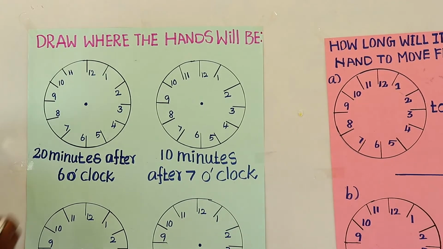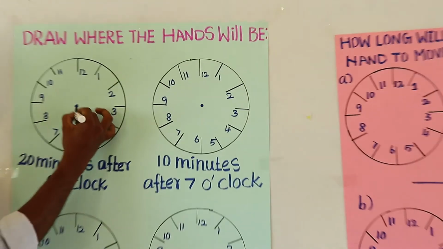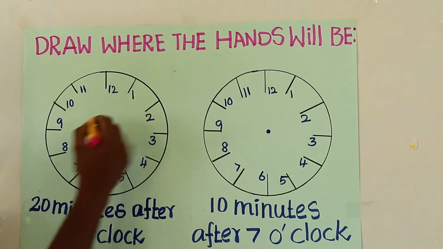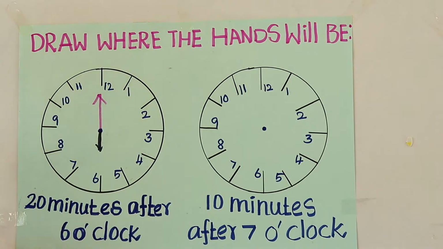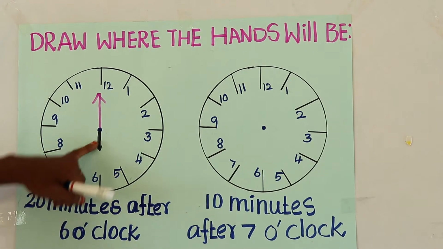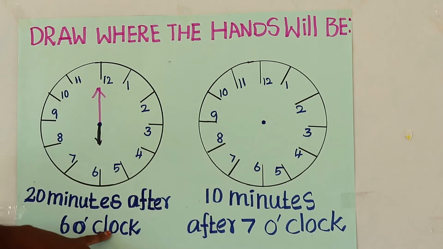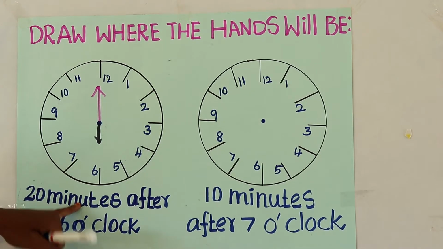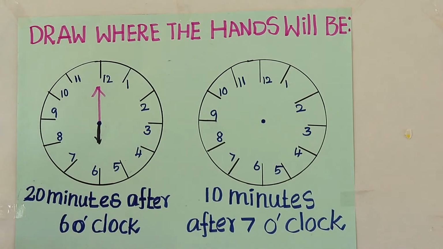First, 6 o'clock. 6 o'clock means the hour hand is at 6 and the minute hand is at 12. So this is 6 o'clock. Correctly, the hour hand at 6 and the minute hand at 12. Now the question is 20 minutes after 6 o'clock.